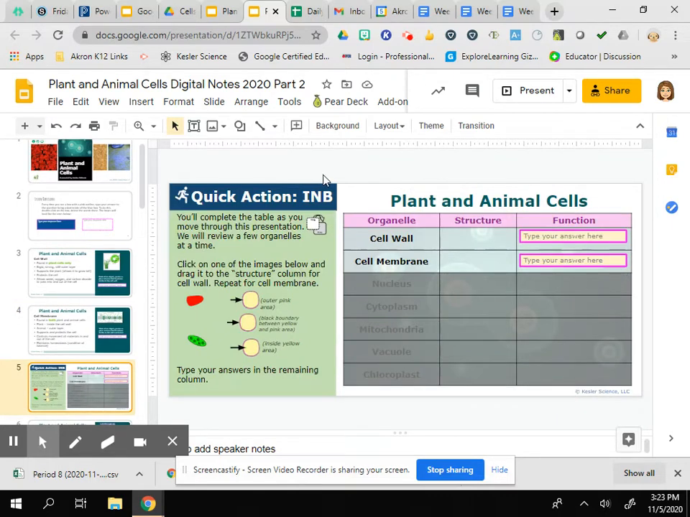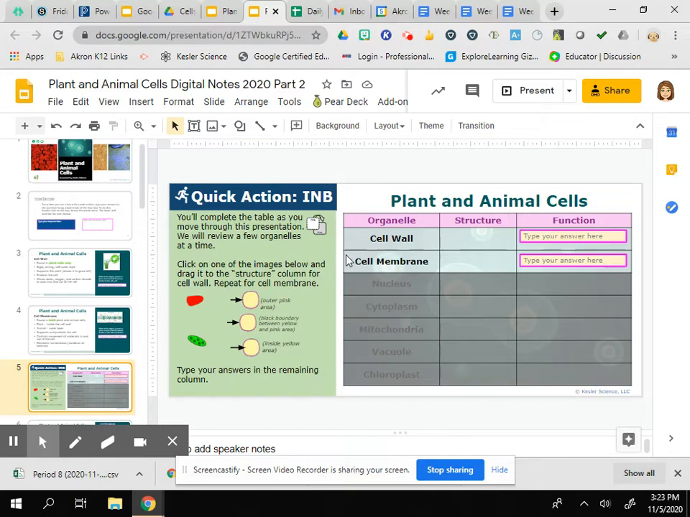On this slide, it's like an interactive notebook, sort of. You're going to complete the table as you move through the presentation, a little chunk at a time. You're going to click on one of the images below and drag it to the structure column for the cell wall, and then do it for the cell membrane.